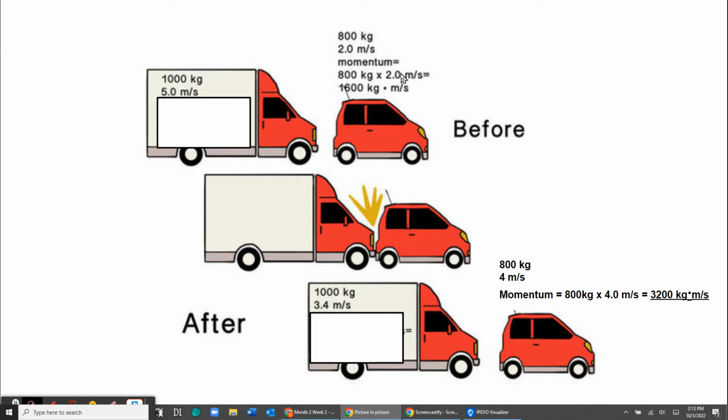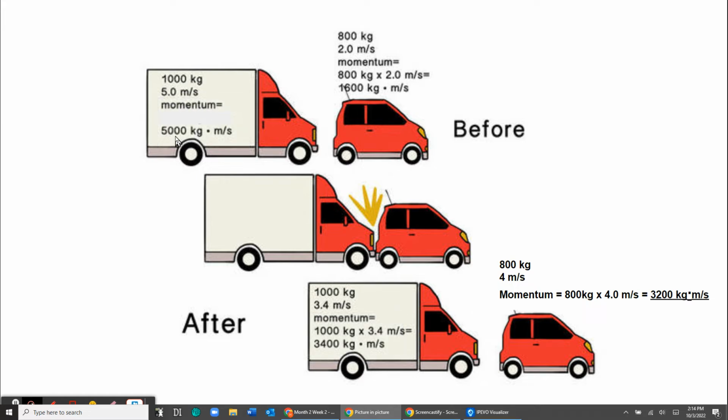Let's calculate the momentum, which they did right here. It's 800 kilograms times 2 meters per second. 800 times 2 is 1600, and the unit is kg times m/s, kilograms meters per second. So that's its momentum. What is this momentum? How would we do the momentum for that guy? It would be 1000 kilograms times 5 meters per second. Do that in your head. 1000 times 5 should be 5000 kg times m/s. They're both heading towards the right, and this is before they hit.